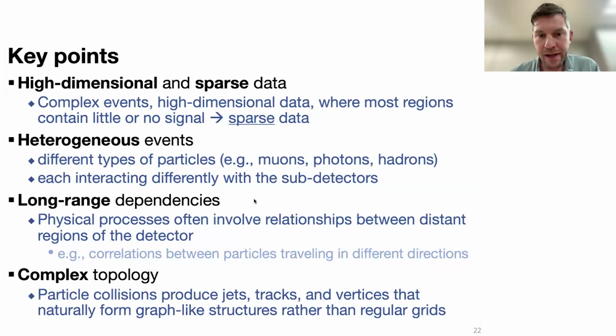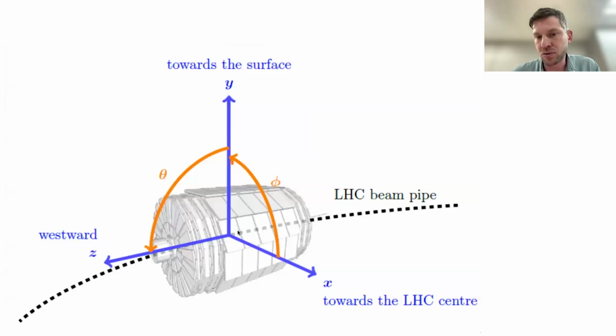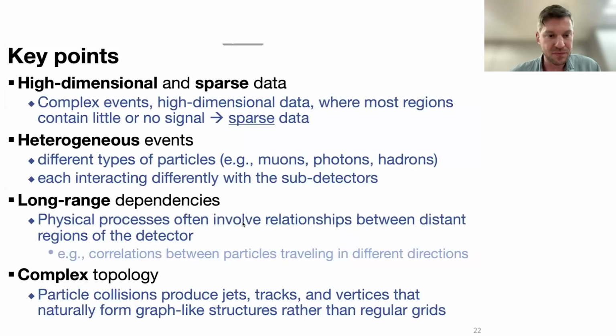We have long-range dependencies. The physical processes involve relationships between distant regions of the detector. We want to explore, for instance, correlations between particles that travel in different directions. If you go here, one particle could travel this way, the other particle would go in this direction, but those can come from the same parent particle. So we want to exploit their correlation. At first sight, they're distant, but in terms of relevance and importance for the task we want to do, they could have strong relationships. So we want to explore them.